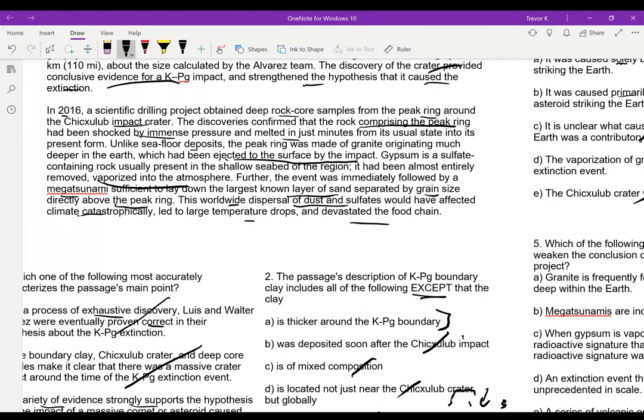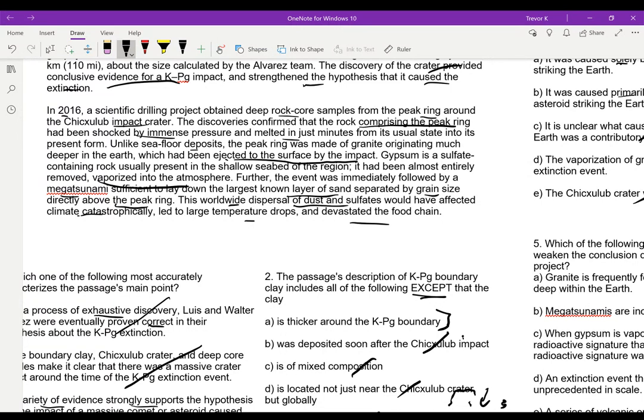All right, so the conclusion is like this: the crater is where the impact is, and the impact caused the extinction. And we've got a couple pieces of evidence here, and they're all just sort of shoved in one after another. The rock comprising the peak ring had been shocked by immense pressure. That's our first form of evidence. Second, the peak ring was made of granite, and granite had been ejected to the surface. Third, gypsum had been vaporized into the atmosphere. Fourth is this mega tsunami.